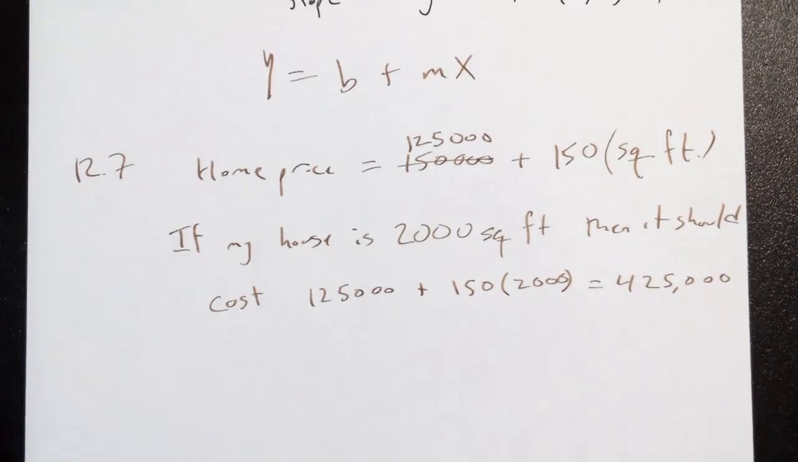In some situations, our y-intercept has a meaning in the problem situation. Like here, the y-intercept, that $125,000, we said that would be the price for an empty lot. That would be a house with no square footage. So here's a question.